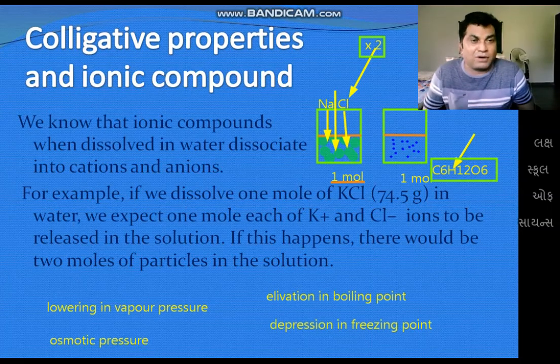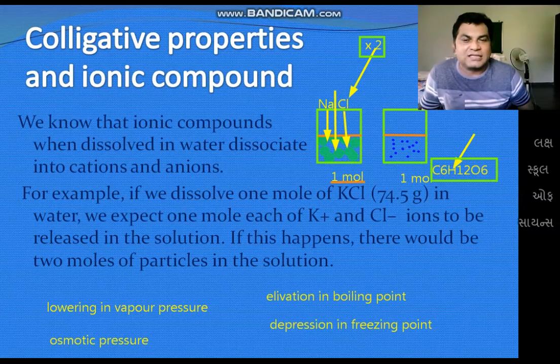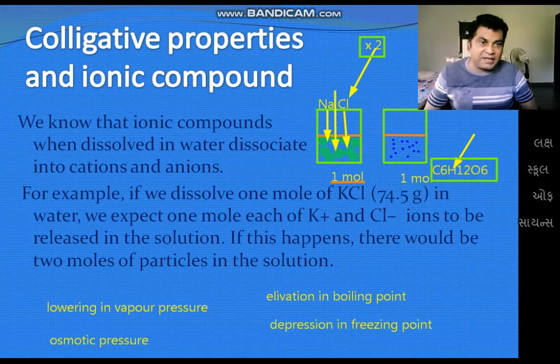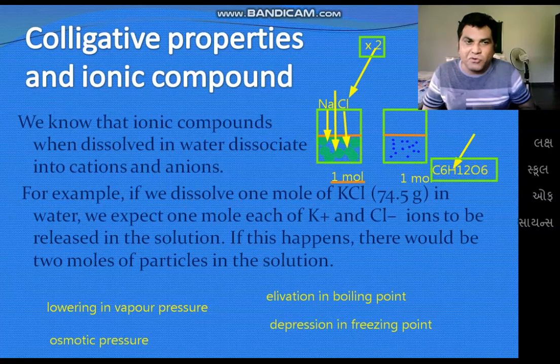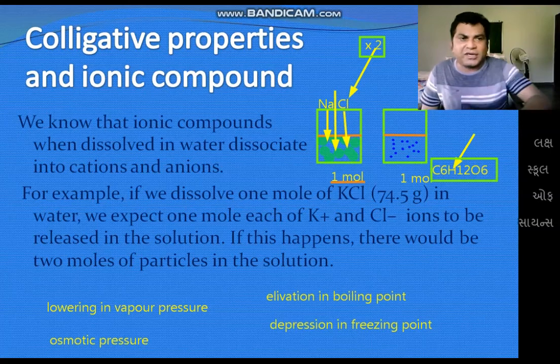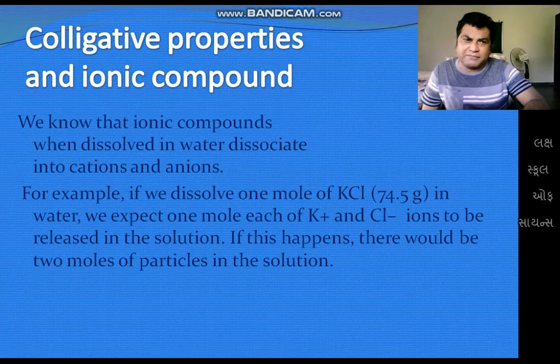We have some different idea, and that is why the basics give you this about colligative properties and ionic compounds. Now we are going to discuss according to the book. We know that ionic compounds, when dissolved in water, dissociate into cations and anions. For example, if we dissolve 1 mole of KCl, that means 74.5 gram, its molecular mass, in water, we expect 1 mole of each of K plus and Cl minus ions to be released in the solution, so moles of particles in the solution. What I explained by the example of NaCl, the book is explaining with the example of KCl. So this is our first and bright idea about this.